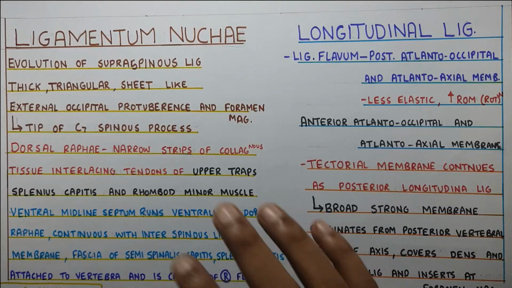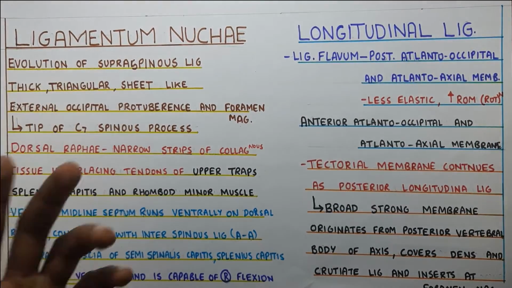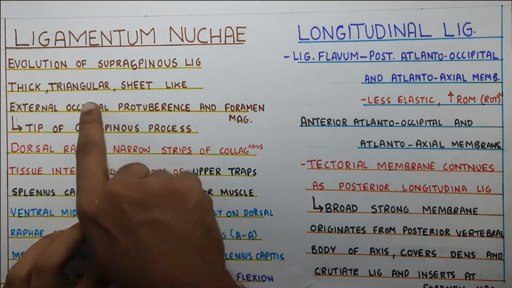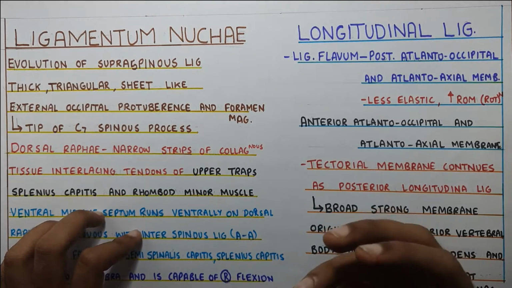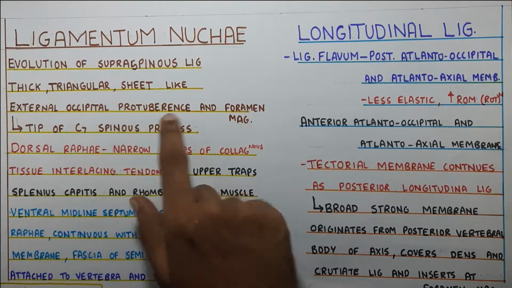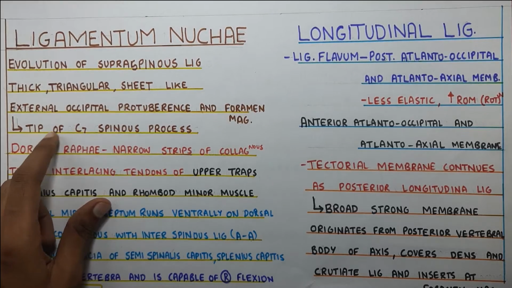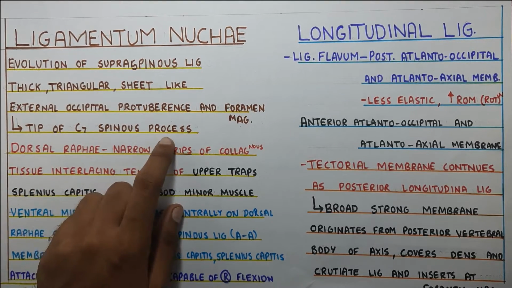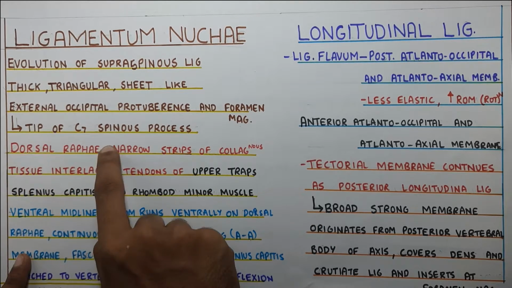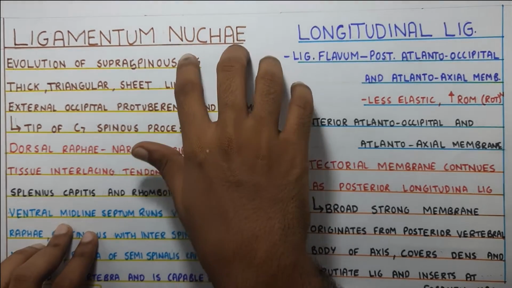So now we'll be talking about the ligamentum nuchae and the longitudinal ligament. Now ligamentum nuchae is also, some people say it's the evolution of the supraspinous ligament. It is very thick, it is triangular, and it is sheet-like. Okay, it is also very superior, and the external occipital protuberance and foramen magnum is where it is attached on top. And as you come inferiorly, it will be attached to the tip of the spinous process of C7. Now it has two parts, there is the dorsal raphe and also the ventral midline septum. Okay, those are the two parts that ligamentum nuchae has.